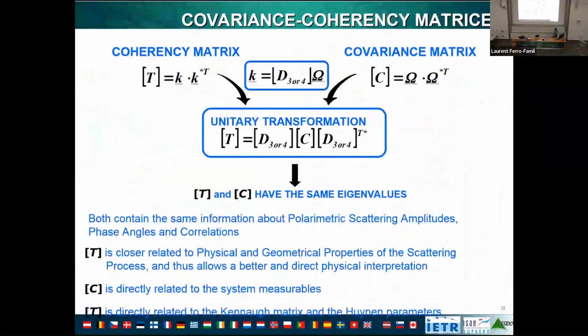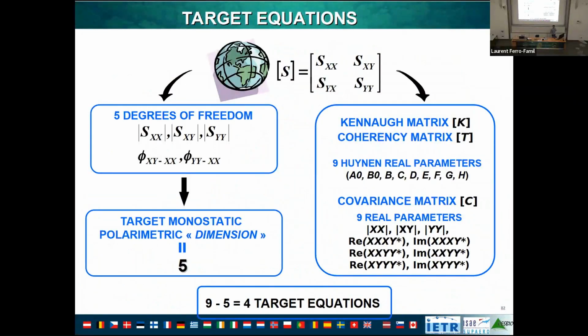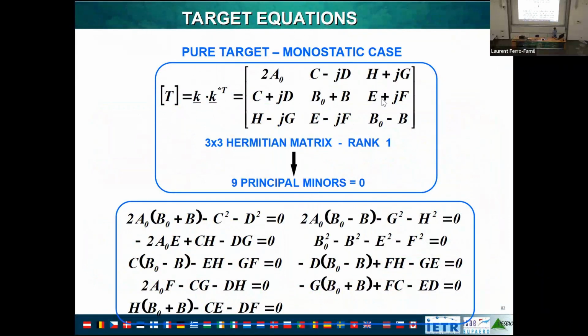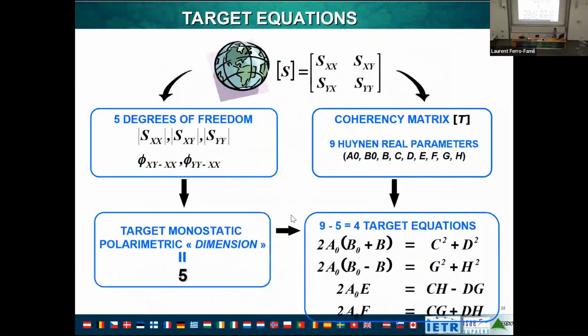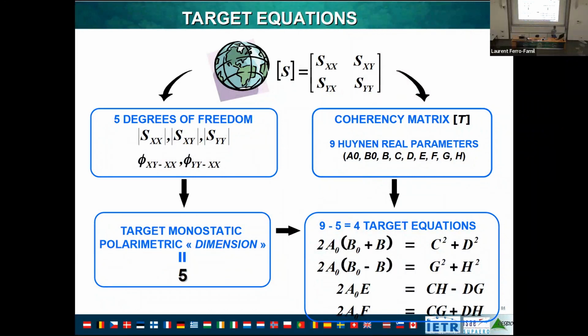So it's like multiplying. We are creating information without information, so this cannot be right from this physical point of view. So it means that these 9 real Huynen parameters, in fact, are not independent, and they are related by the so-called target equations. Because at the end, when you compute these parameters and you relate them to the ones of the Sinclair matrix, you see that they are, in fact, related by 4 target equations. To this, 2A0, B0 plus B is equal, in fact, to this by construction. So we preserve the number of degrees of freedom.